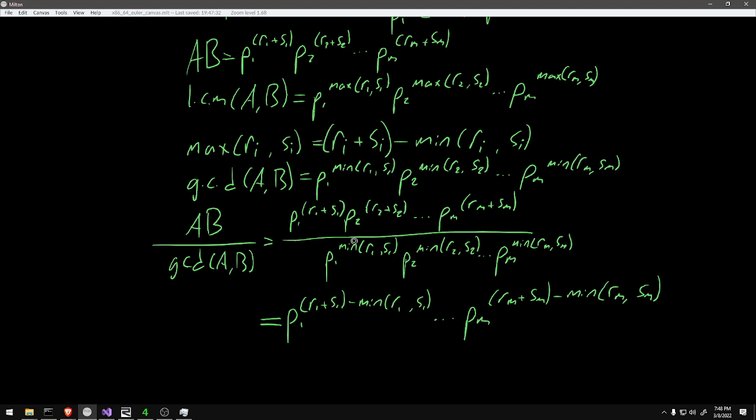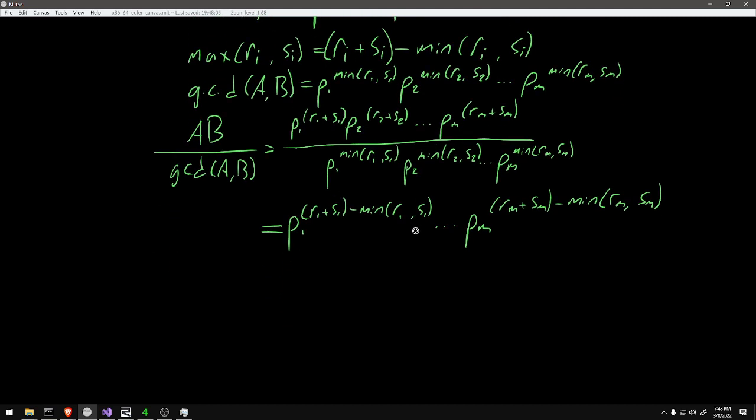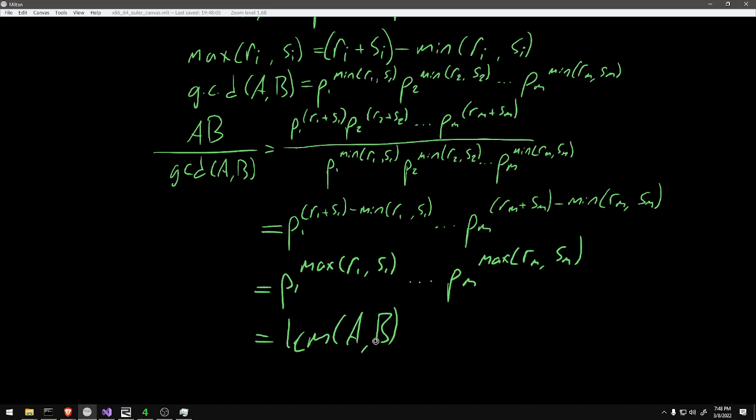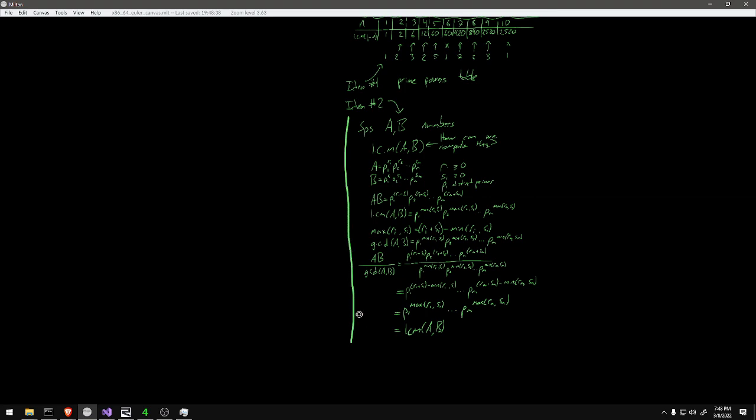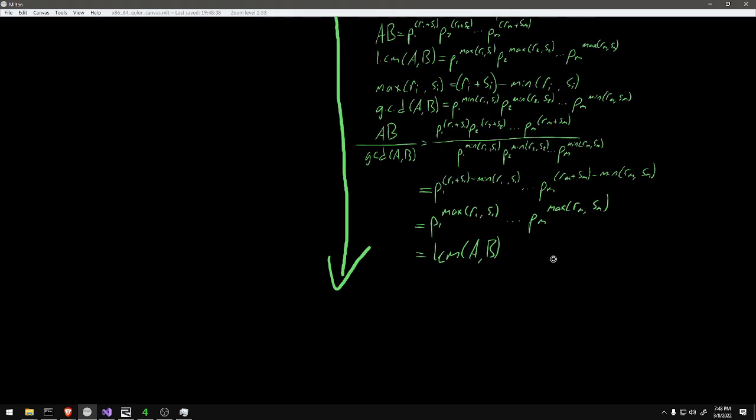Right? And so like I said, each of these things now can be replaced using this rule, where R plus S minus the min of R and S is the max of R and S. And so we get that this is P1 to the max of R1 S1, up to PM to the max of RM SM, and that is the least common multiple of A and B. So then all we have to do, let me zoom out so I can finish the idea of this whole thing here.